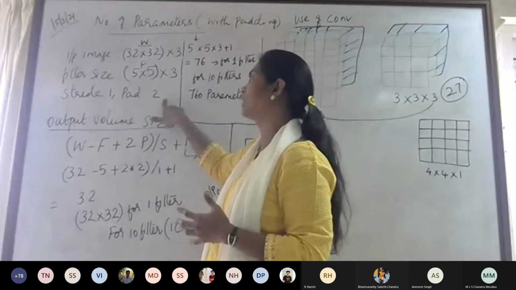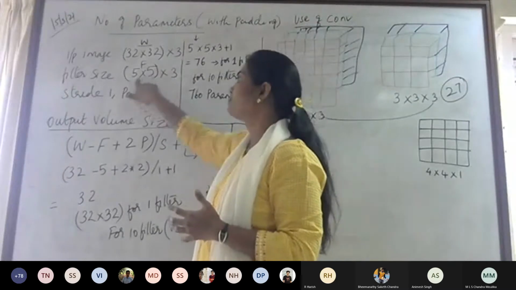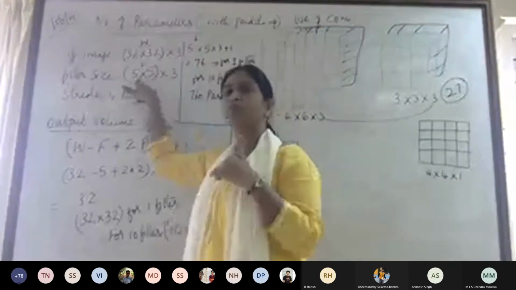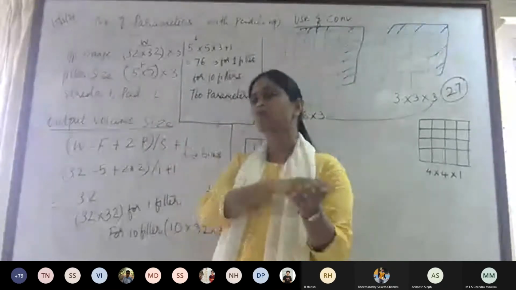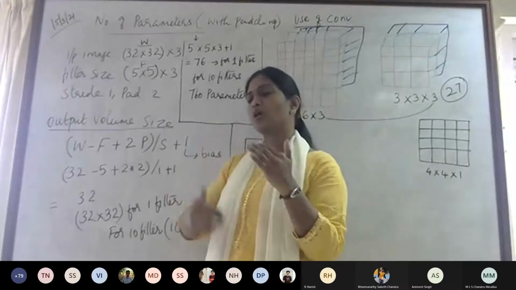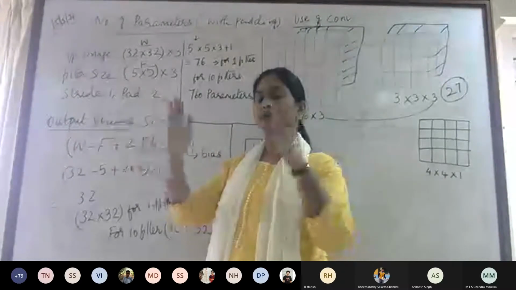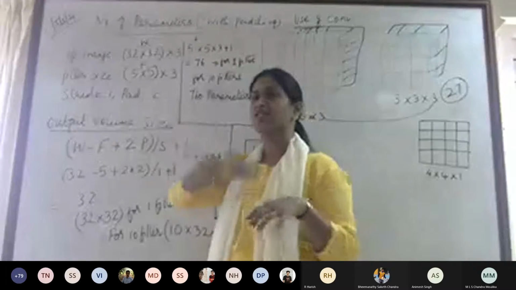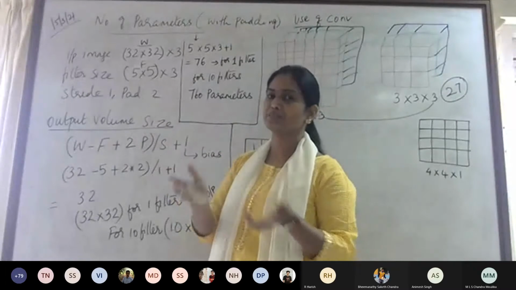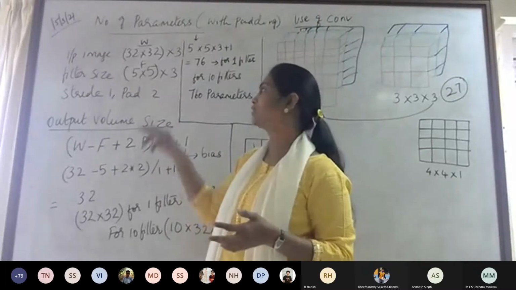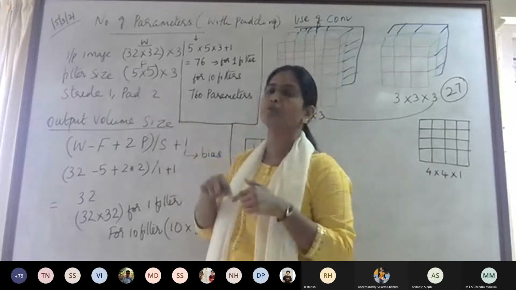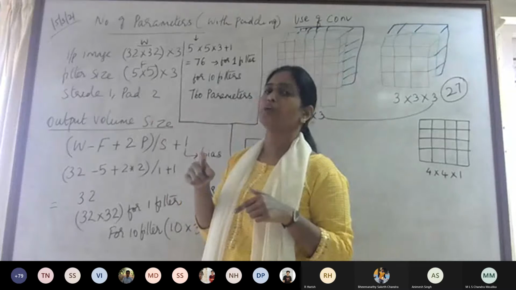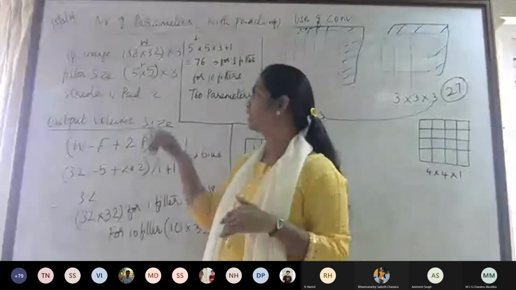I'm padding by 2. Why I'm padding by 2 is because when you use 5x5, usually 2 rows, 2 columns on either side, 2 rounds of the boundary pixels will be lost. So in that case, you have to pad by 2. If I use 3x3, then one boundary, one round will be lost. So you have to add only 1.